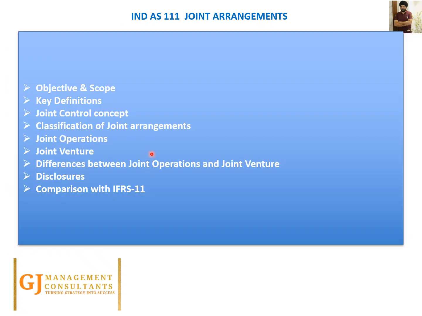Okay, so the key agenda items that we're going to cover today are: we'll talk about the objective and the scope. We'll look at the key definitions of Ind AS 111, the concept of joint control, and how organizations do the classification of the joint arrangement, and some of the key principles that need to be kept in mind to classify that joint arrangement into joint operations or joint venture.